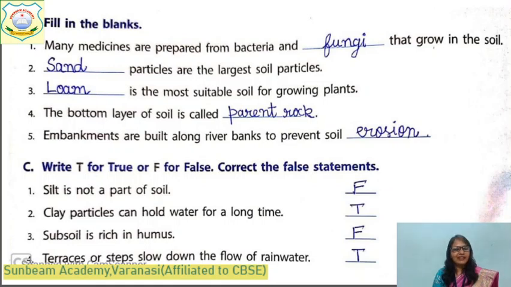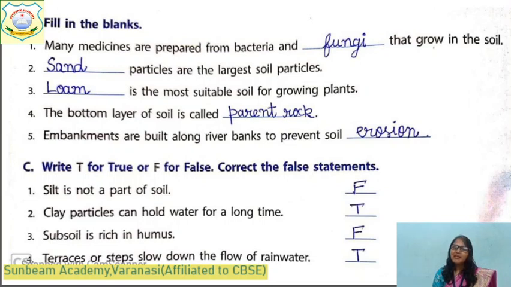The water filters through the spaces. And loam is the most suitable soil for growing plants. Of course, loam, because it holds both air and water. For planting trees, for growing plants, what do they need? Both things, air and water. So loam is the most suitable soil for growing plants.